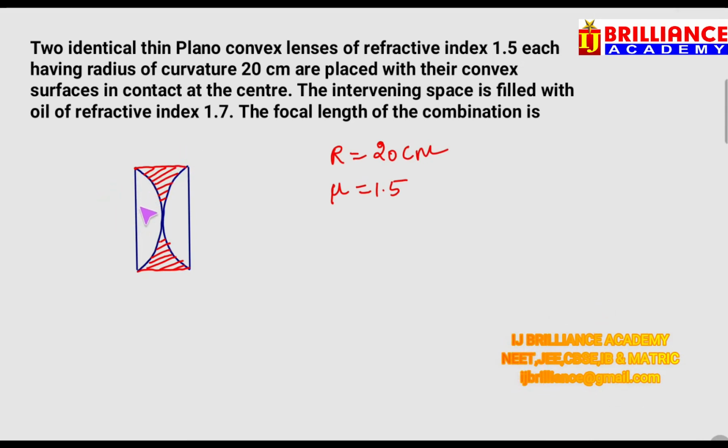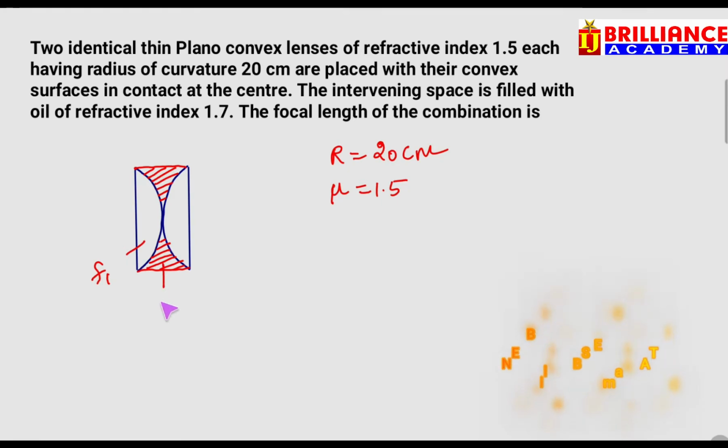See, this is a plano convex lens. Let me take its focal length as f1. The intervening space is going to act as a concave lens, and the third one is f3. Okay, the question is the focal length of the combination.